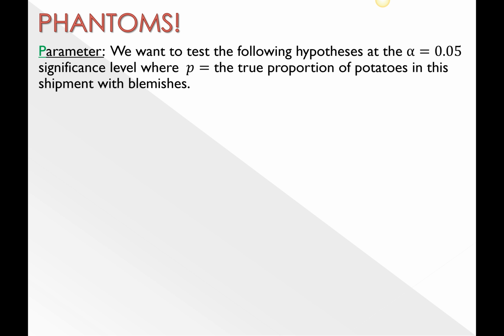So let's go ahead and do the PHANTOMS procedure. We're going to start with the parameter part. Starting with the parameter part, we now don't want to estimate anymore. We're going to test this claim. So this is the big change. We want to test the following hypotheses at the alpha equals 0.05 significance level, where p is the true proportion of potatoes in the shipment with blemishes.